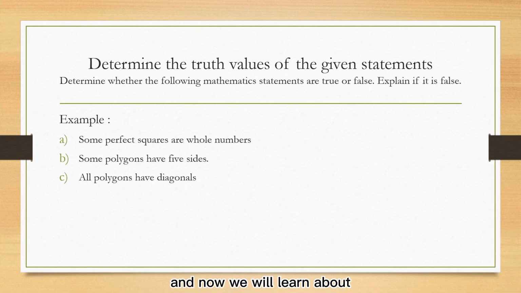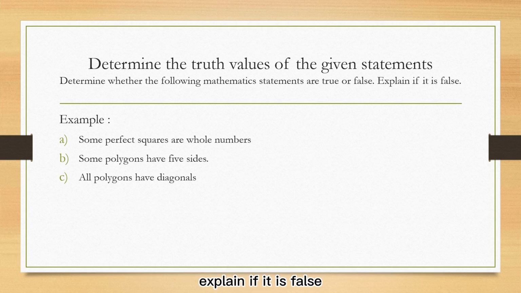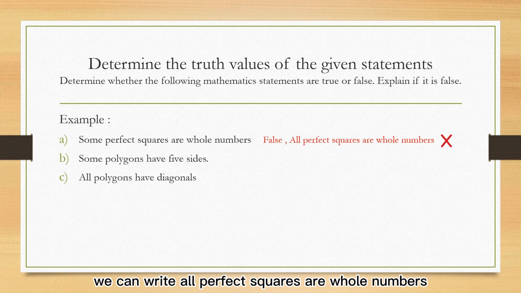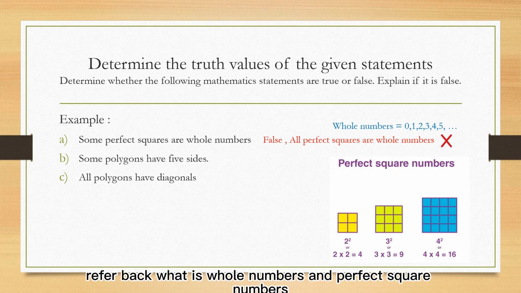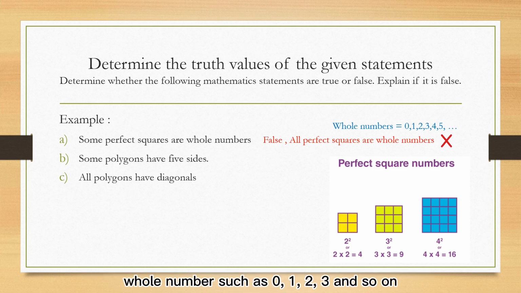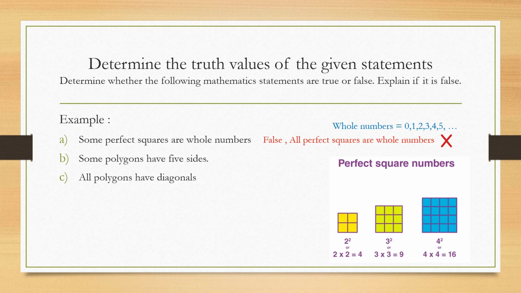And now we will learn how to determine whether the following mathematics statements are true or false. Explain if it is false. Question A. Some perfect squares are whole numbers. This answer is false. In the explanation we can write: all perfect squares are whole numbers. Before we go to another question, I prepared some reference to let you refer back to what whole numbers and perfect square numbers are. Whole numbers such as 0, 1, 2, 3, and so on.